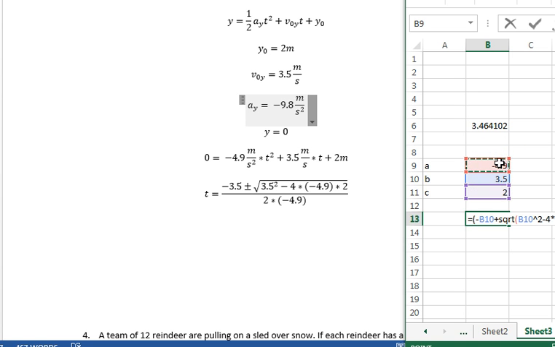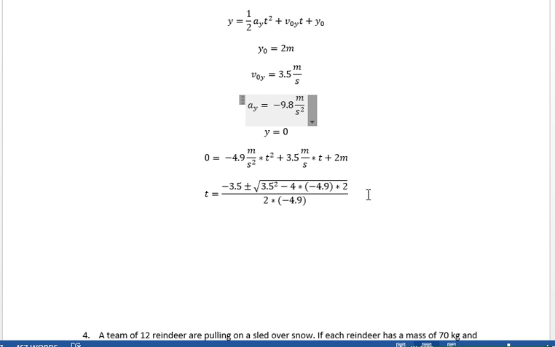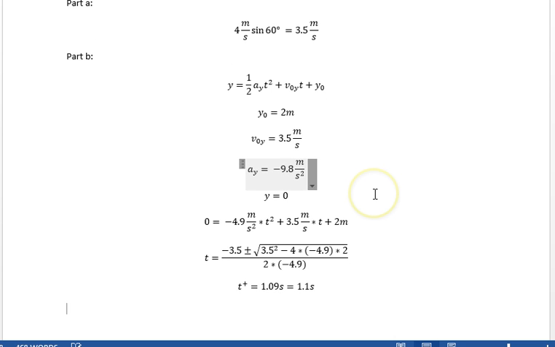You have to be careful with Excel because the way we say things and the way you actually need to put it into Excel may be a little bit different. Okay, so that's one time, all right? The other time, all we do is we change the plus the square root to minus the square root, and we get 1.089 or 1.09 seconds. All right. So I'll put the plus root, right? The plus root is 1.09 seconds or 1.1 seconds. That's how long it takes to hit the water.